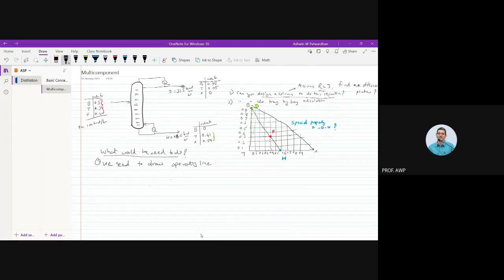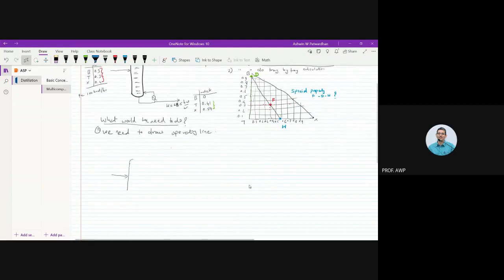How did we draw the operating line in the binary column? We had a binary column like this. We had X1 and X2. We had a distillate. How did we get y equals R by R plus 1 x plus xD by R plus 1? This was our operating line. Do you remember? How did we get this operating line?